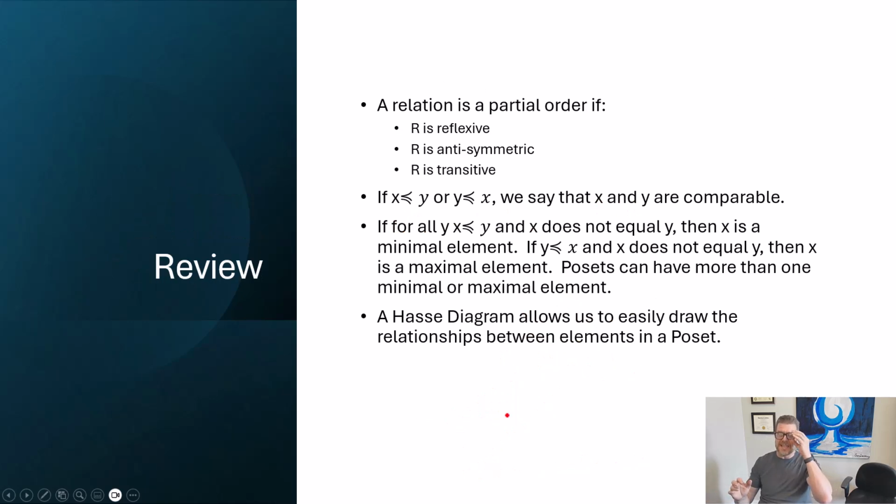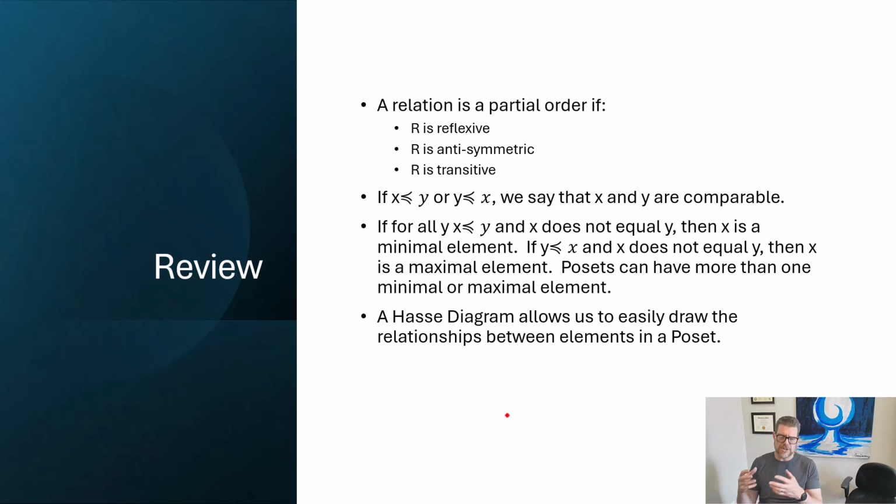Let's review our basic ideas. One, we have that a relation is a partial order if R is reflexive, R is symmetric, and R is transitive. Now, if X is at most Y or Y is at most X, we say that X and Y are going to be comparable. Also, if we have for all Y, X is at most Y and X does not equal Y, then X is a minimal element. If Y is at most X and X does not equal Y, then X is a maximal element.